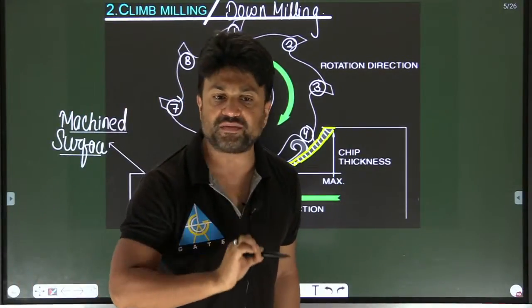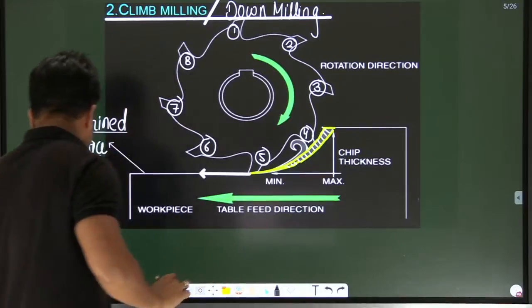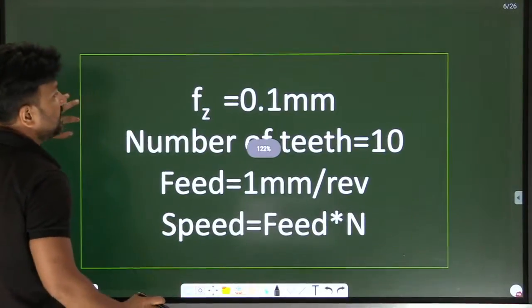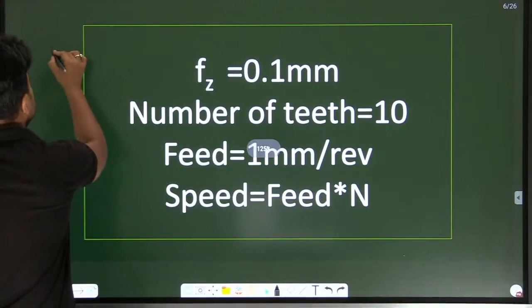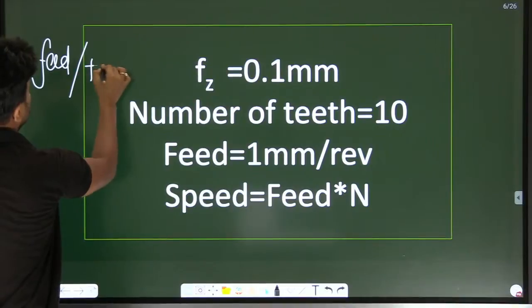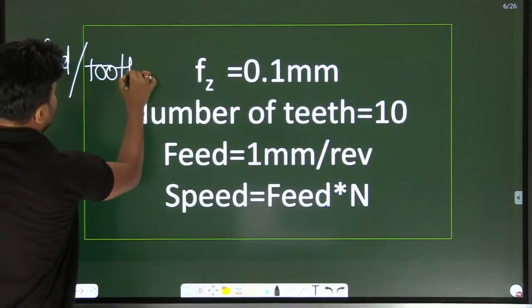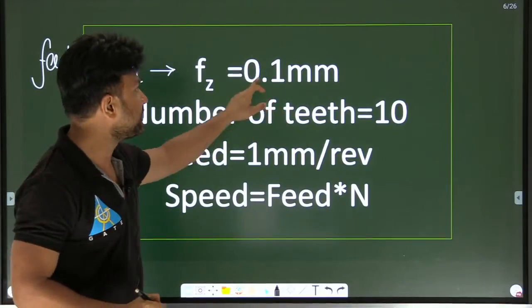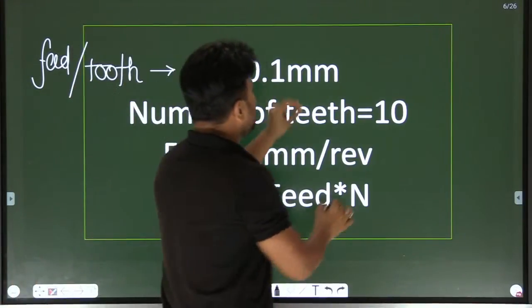some material from the workpiece, and that is known as feed per tooth. This is feed per tooth, right? Feed per tooth is represented by FZ. Got it? Represented by FZ, 0.1 mm.